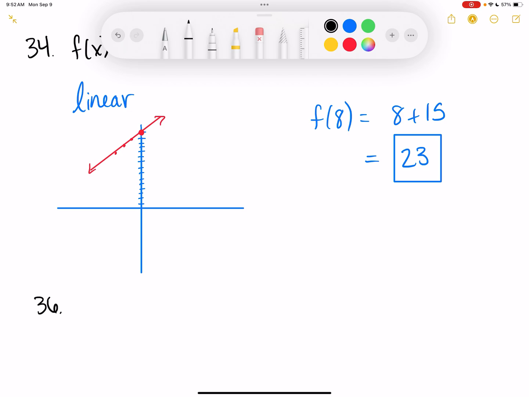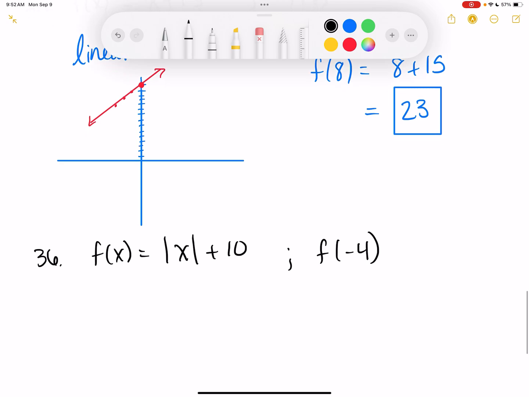36. F of x equals the absolute value of x plus 10. We're also plugging in f of negative 4. Is this linear? No. Wait, yes, because absolute value can go up and down, so it isn't a function. I didn't ask if it's a function. I asked if it's linear. Yes, it is.